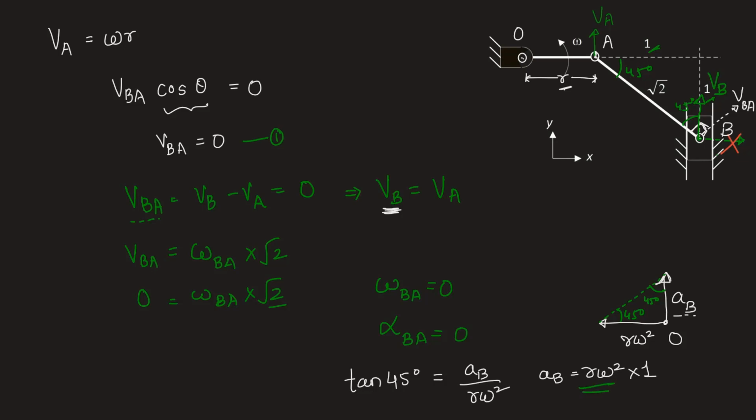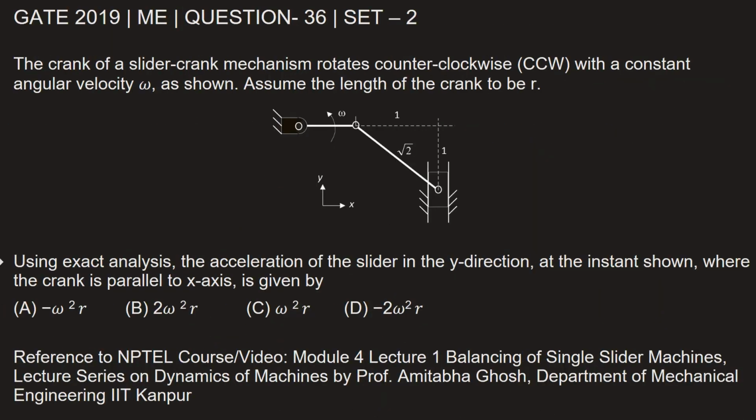Let's go back and mark this option. Answers given here include A also, which has a negative sign, but AB is directed upwards in positive y direction. So answer is option C, omega square r, and not A.